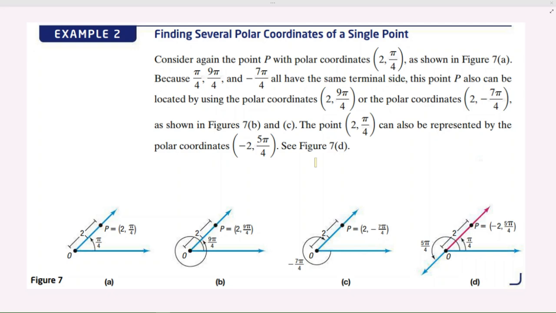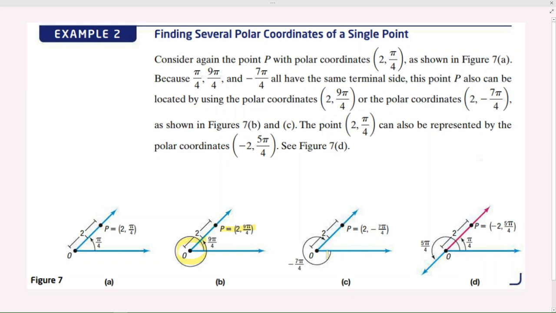Okay, notice over here I'm locating the same point, but here we've decided to wrap all the way around and come back up, and that's 9 pi over 4. 8 pi over 4 is a full rotation because that's 2 pi, so that extra pi over 4 is 9 pi over 4. So I've identified the very same point.